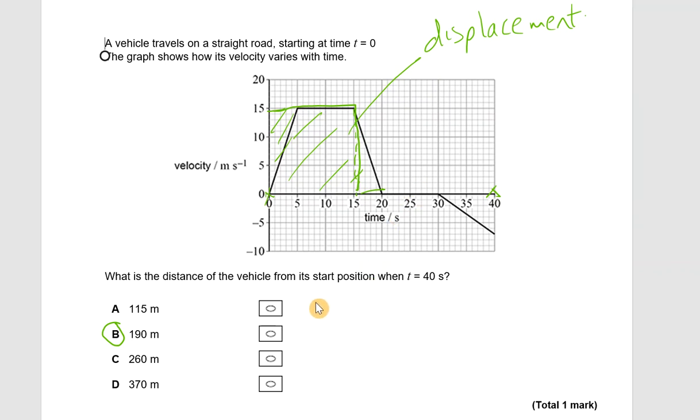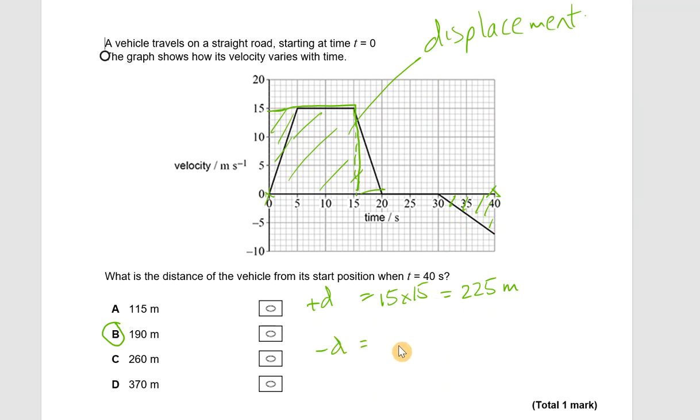So first of all, the positive displacement is going to be equal to, well, that's a square, it's 15 by 15, which is 225 meters. And then we've got this negative area, which is a triangle. So that's going to be a negative displacement.